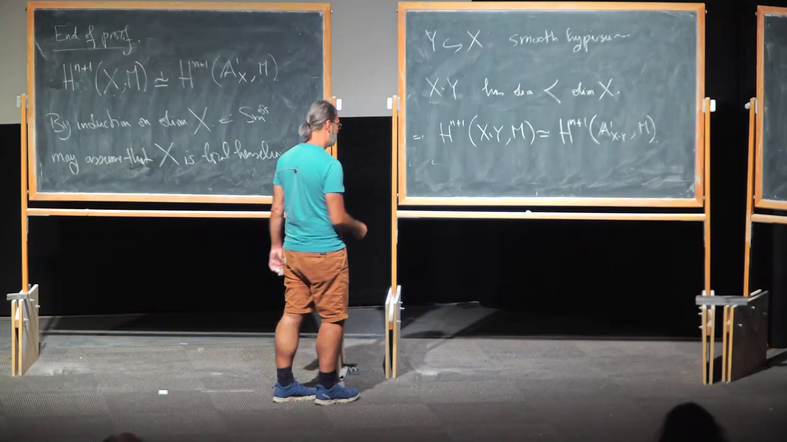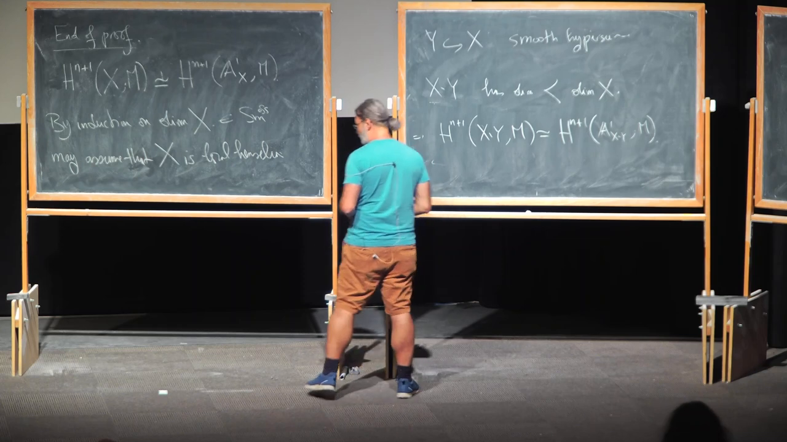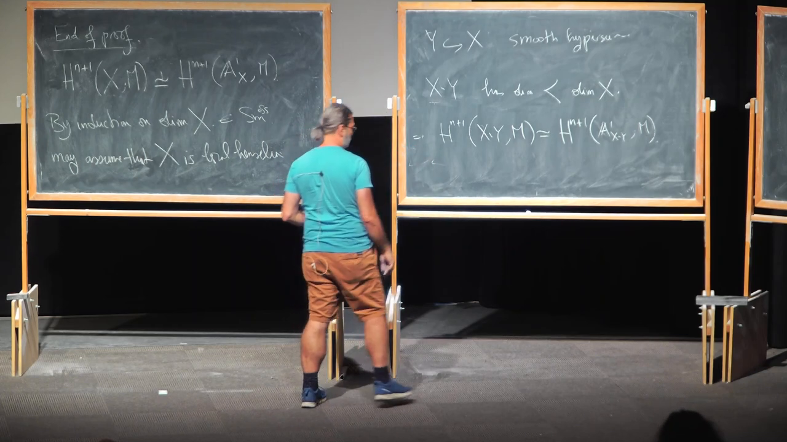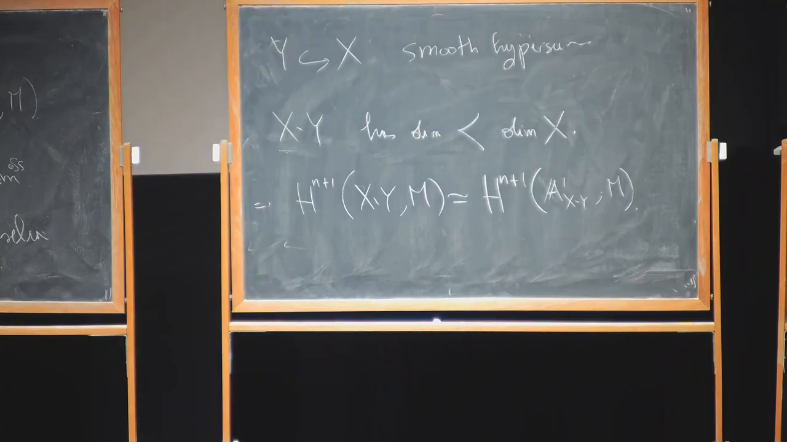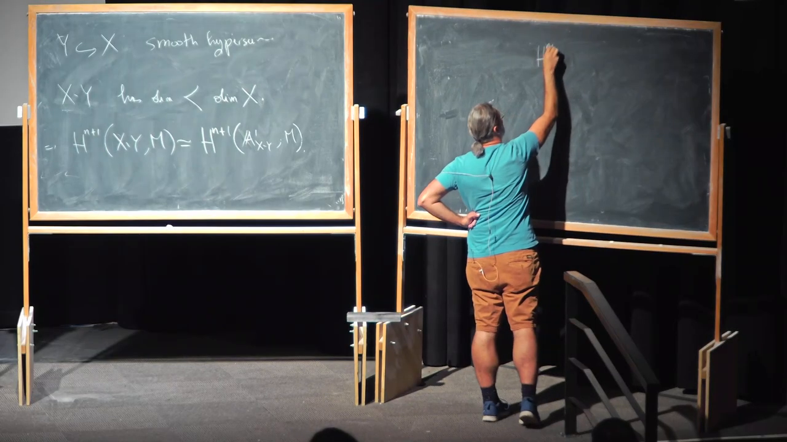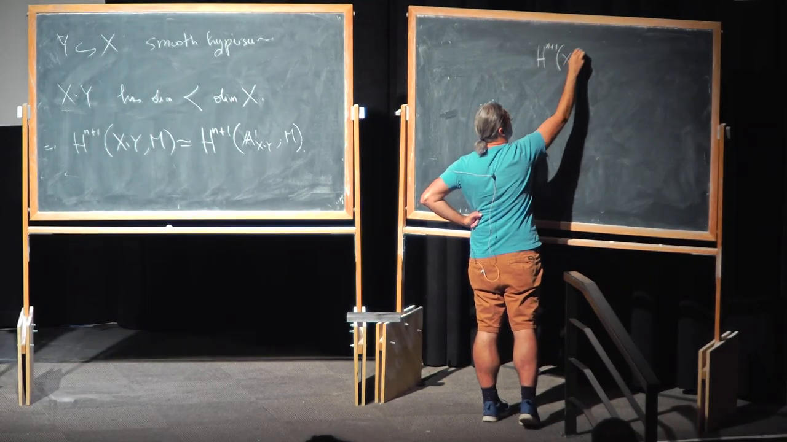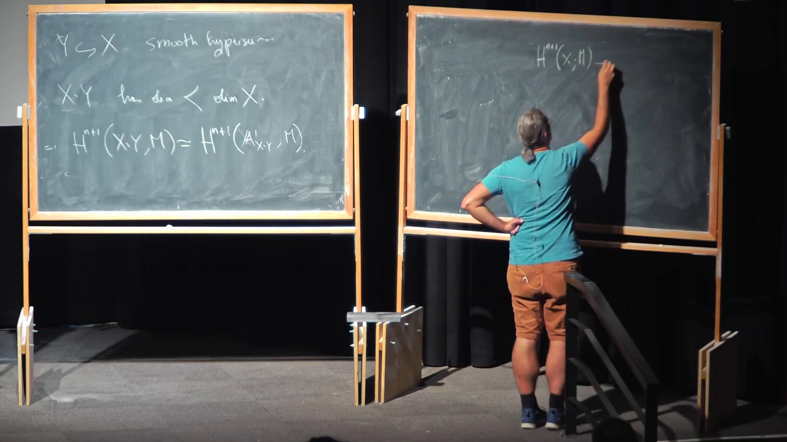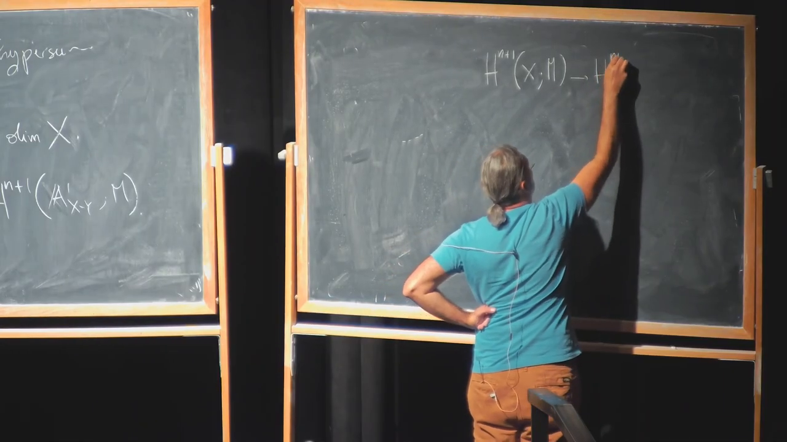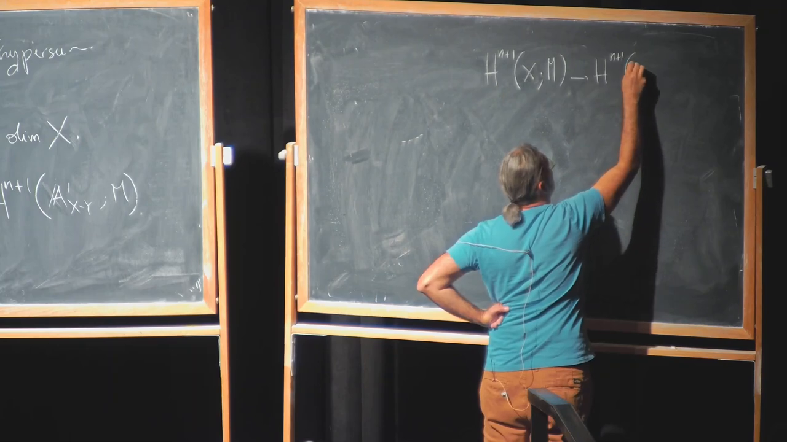Okay, and you want to use this to conclude. I'm going to draw a diagram for this. So the thing that we are interested in is the H^{n+1} of x, n. So that goes to H^{n+1} of x minus y.